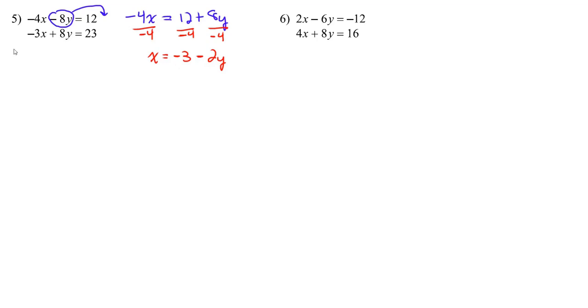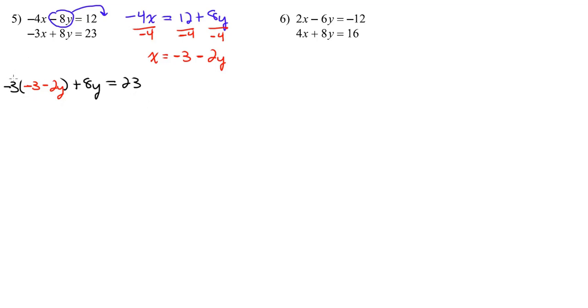equation. So we're going to rewrite this second equation using parentheses. So negative 3 times x plus 8y equals 23. And we can substitute negative 3 minus 2y for x. And now we're going to solve for y.